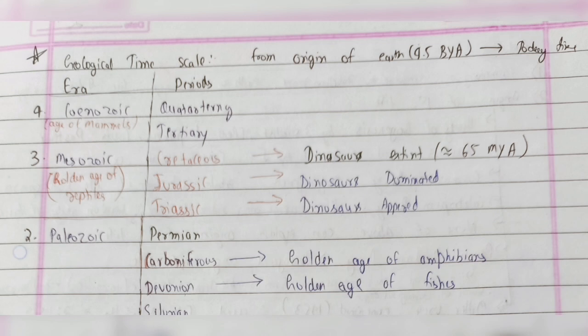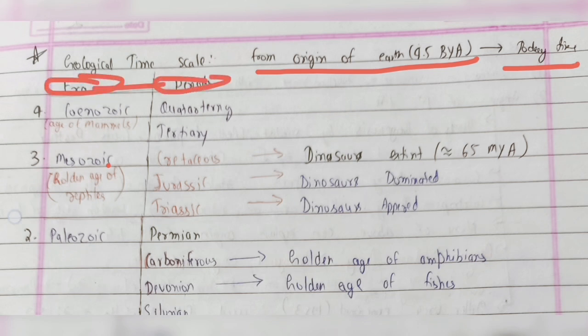Since we are on the paleontological evidence part, let's do a separate topic also. It is an important topic given in NCERT. It is called the geological time scale. It is explained from the time of origin of Earth, about 4.5 billion years ago, to today's time. It is divided mainly into two divisions. One is era and the second is period.